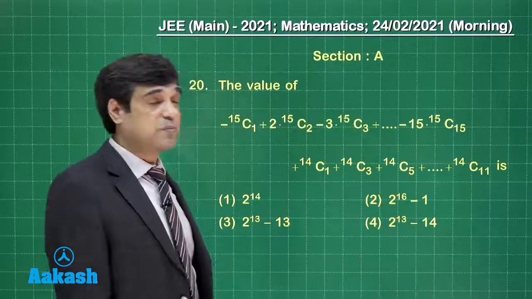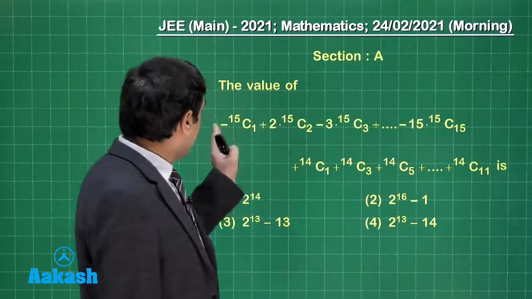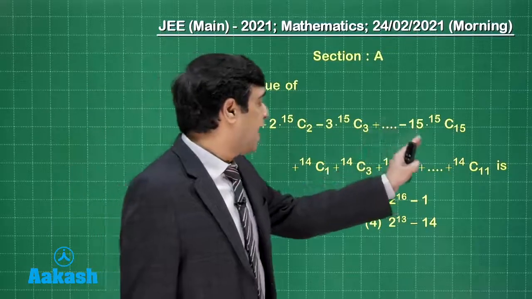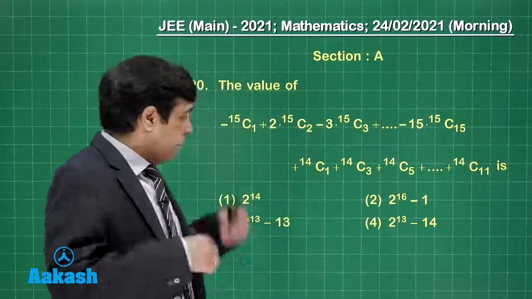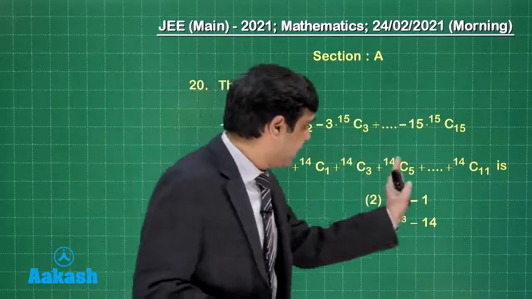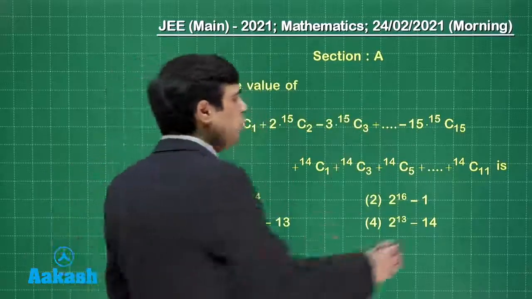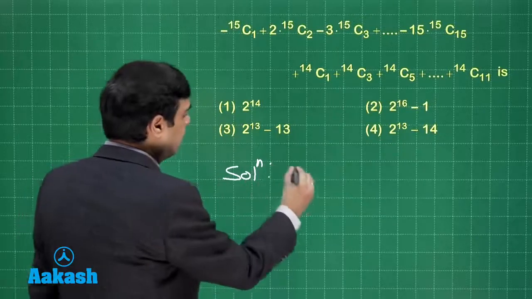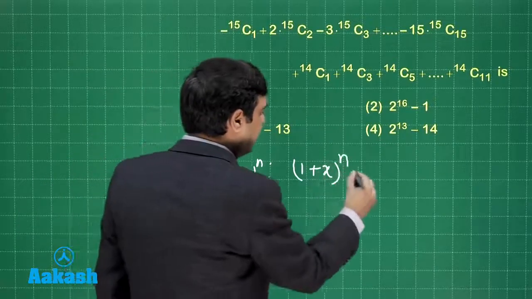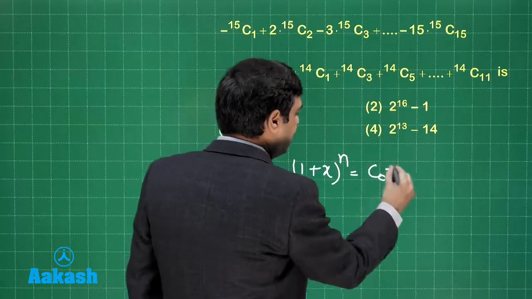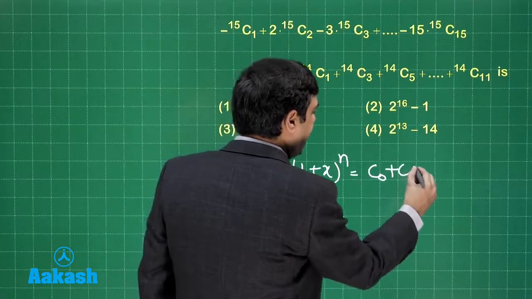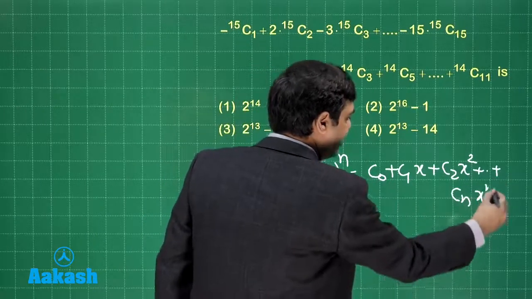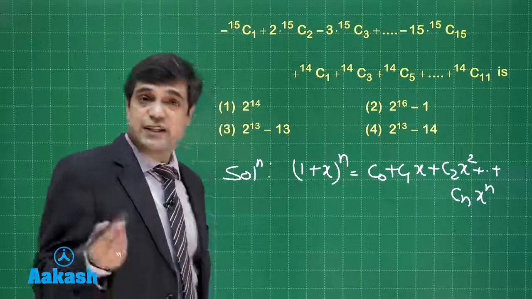Let's take up the next one from section A, that is question number 20. Minus 15c1 plus 2 times 15c2 and so on till minus 15 times 15c15 plus 14c1 plus 14c3 and so on up to 14c11. Two different series are there. If you recall from binomial, 1 plus x to the power n is c0 plus c1x plus c2x square up to cn xn. c0, c1, that means I am saying nc0, nc1.